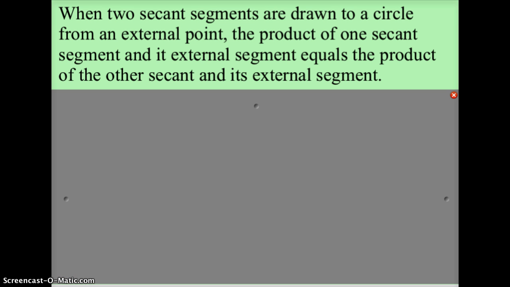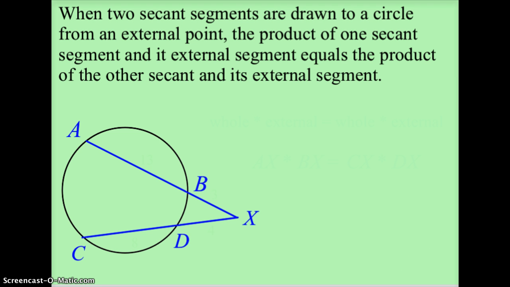The next theorem says when two secant segments are drawn to a circle from an external point, the product of one secant segment and its external segment equals the product of the other secant and its external segment. Sounds like a lot of words, but basically this is what happens. Notice that you have secant AX. The external part of secant AX is BX. Secant CX, external part DX.